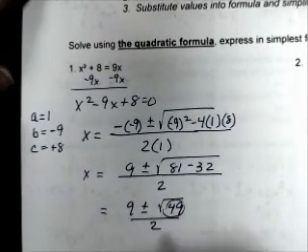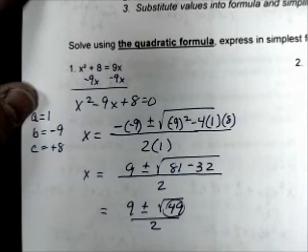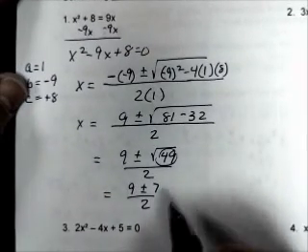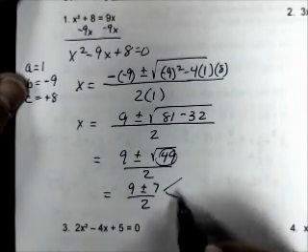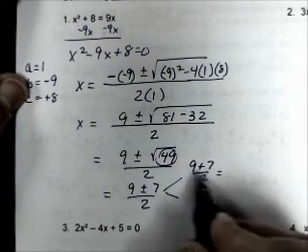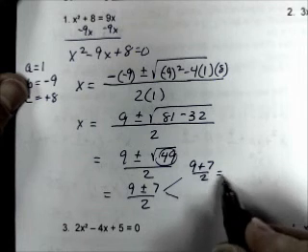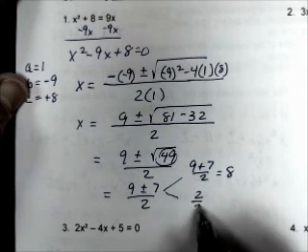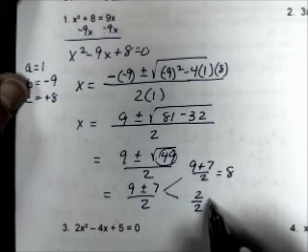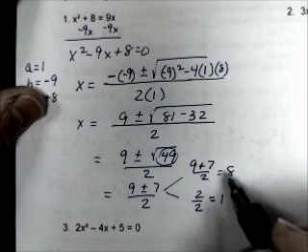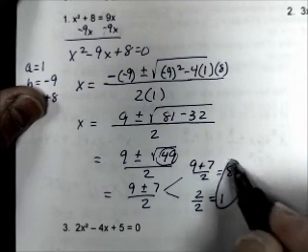And this happens to be a perfect square. Its square root is 7. 9 plus or minus 7 divided by 2. And we have 9 plus 7 divided by 2, which is 16 divided by 2 is 8. And 9 minus 7, which is 2 divided by 2 is 1. So we have two solutions, two roots, 8 and 1.